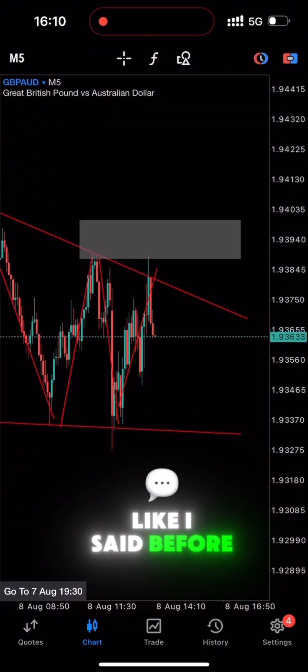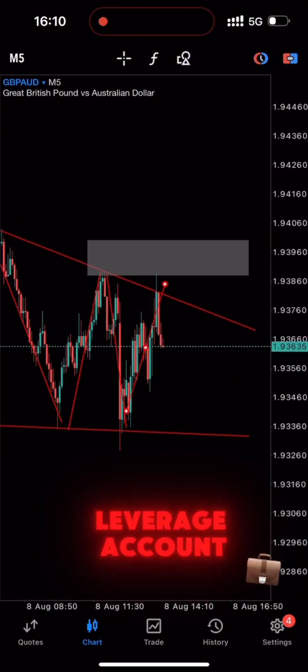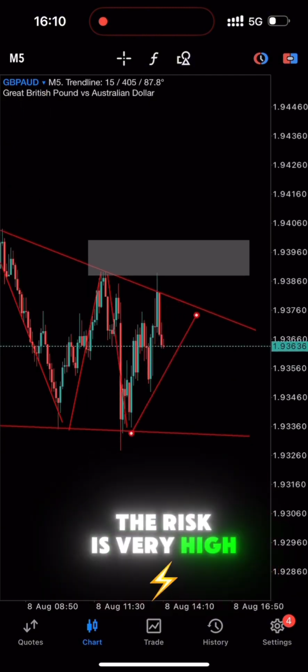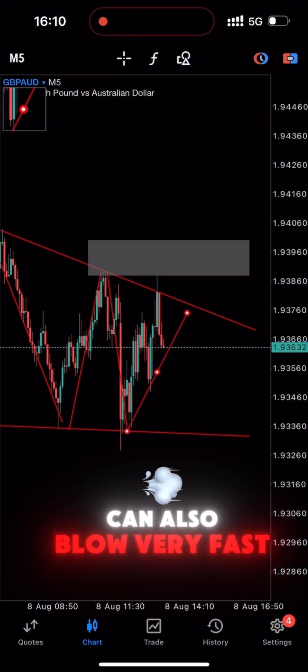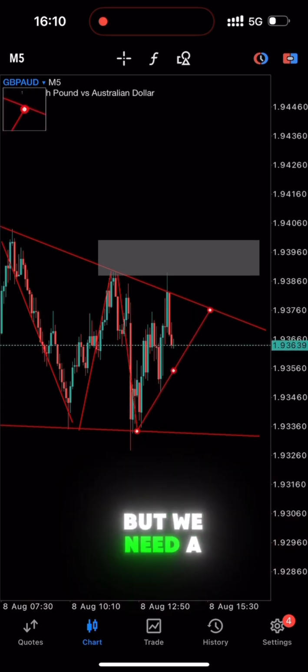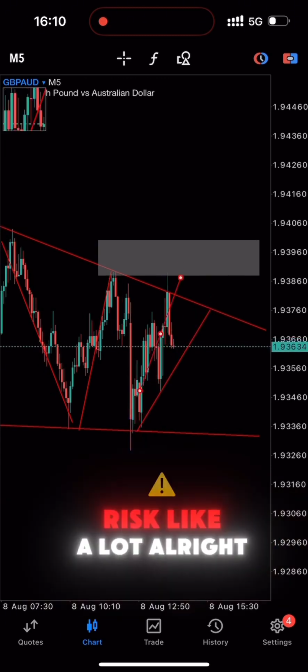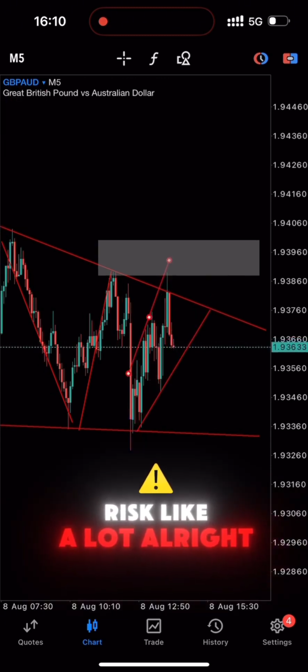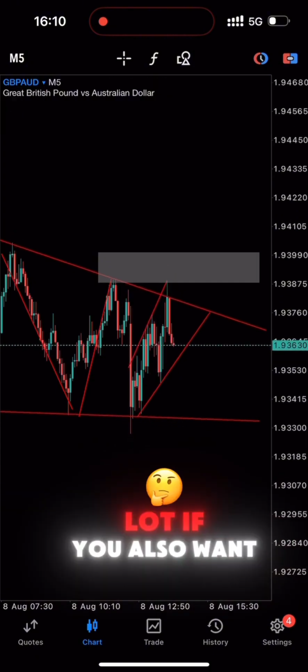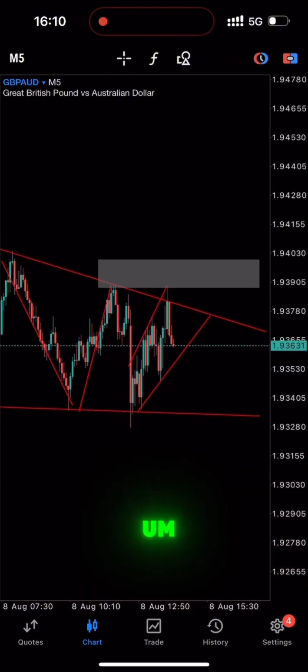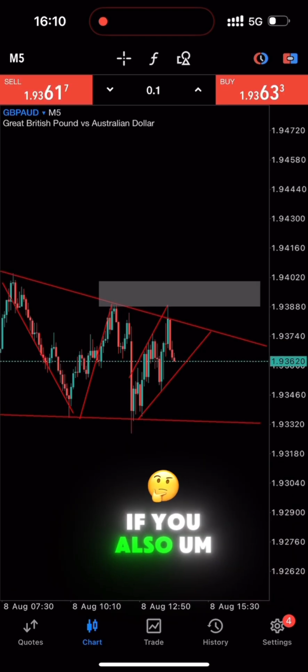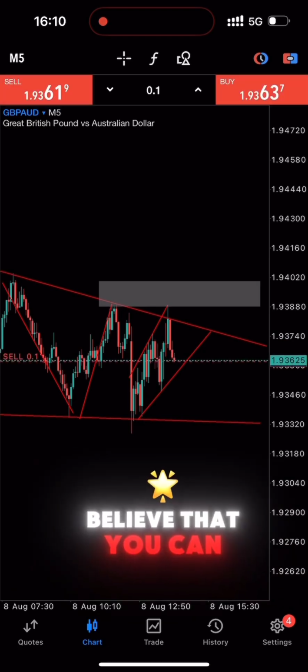Anyway, like I said before, this is a very high leverage account. The risk is very high, which means you can also blow it very fast, but we need a lot of profits. All right, so we have to risk a lot.